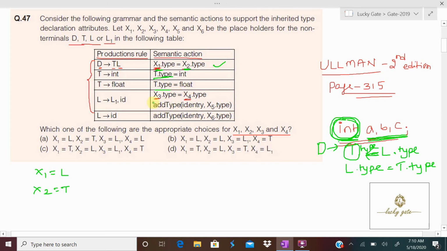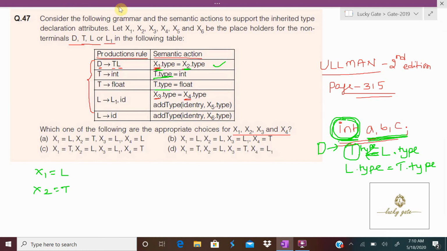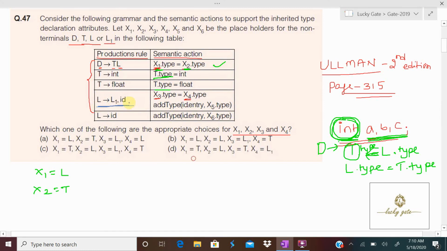of declaration. Now there is one more semantic rule, L tends to L1 comma ID. It is mean that if we wanted to declare identifier, list of identifiers, suppose A comma B comma C comma D. Suppose this is I am calling list comma this is identifier. Now suppose A, B, C are of the type integer, then what could be the type of D which is there in the same statement? Then D type is also integer.